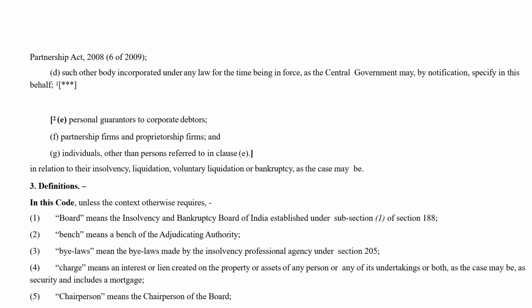E. So why have they divided these individuals into two parts? They have covered personal guarantors to corporate debtors separately and individuals other than personal guarantors to corporate debtors separately, because for individuals there is a separate procedure and for personal guarantors there is a separate procedure. Because only rules and regulations have been notified for personal guarantors to corporate debtors, that is, they have carved out a separate exception for this in relation to their insolvency, liquidation, voluntary liquidation, or bankruptcy, as the case may be.